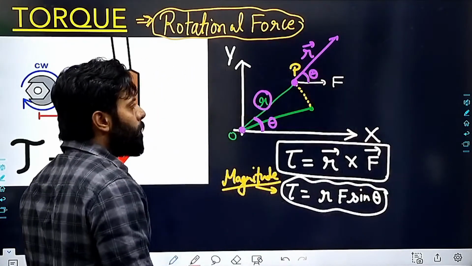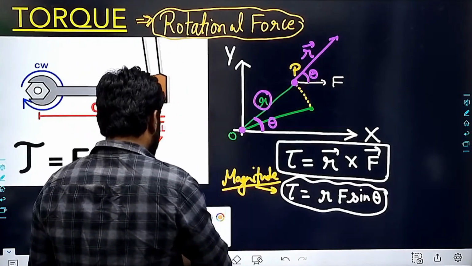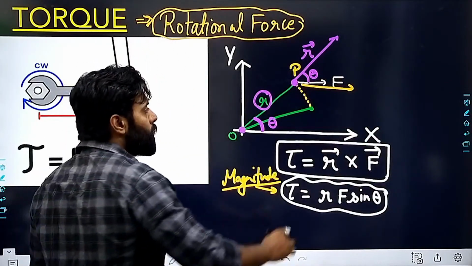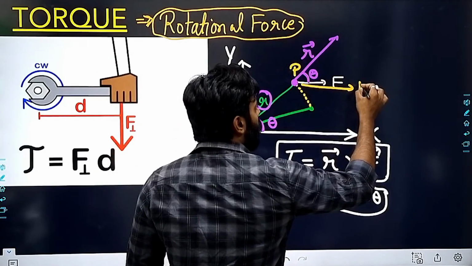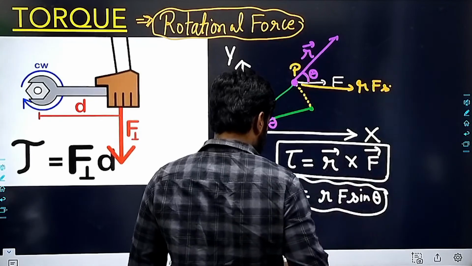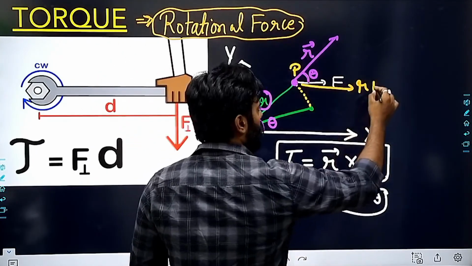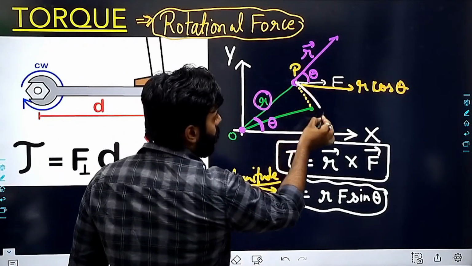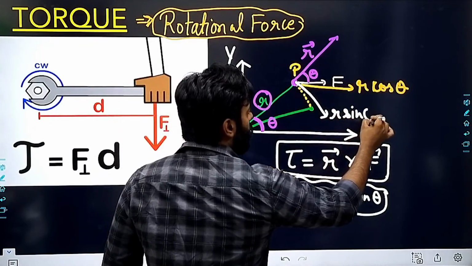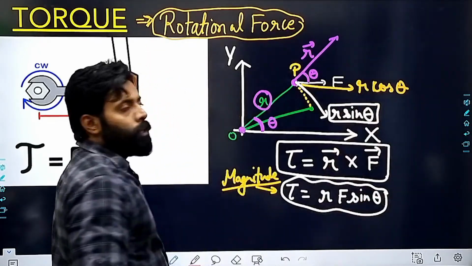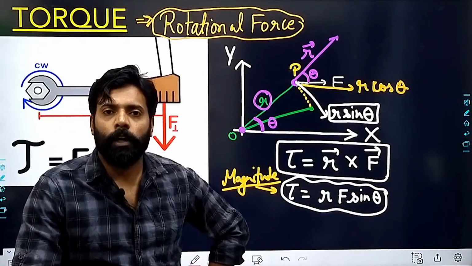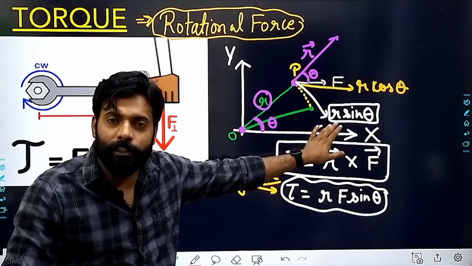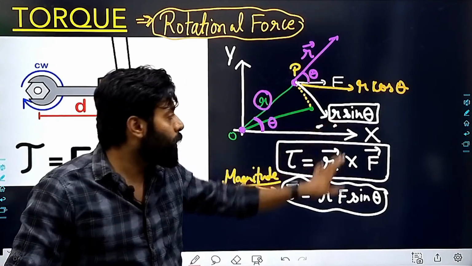this will be my angle theta, and if this is theta, then I can resolve this vector in the direction of force, which will be R cos theta, and the other one, R sin theta. So there will be two components of this R vector, and I'll be taking only this component. This is known as the tangential component.